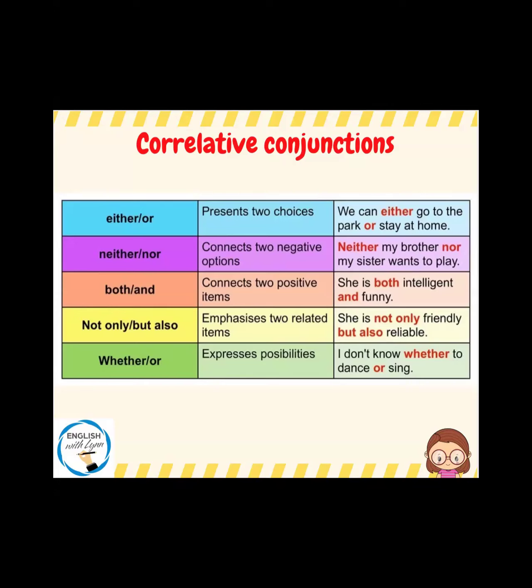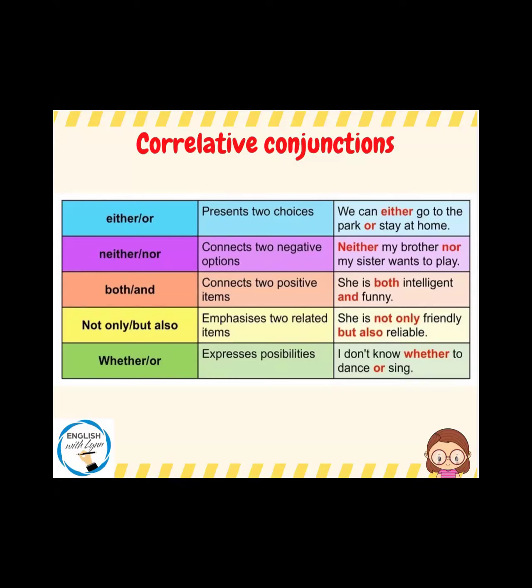Then you've got neither nor, and this is when you are connecting two negative options. So, neither my brother nor my sister wants to play. So both the brother and sister, they don't want to play. So that is two negatives being linked together.